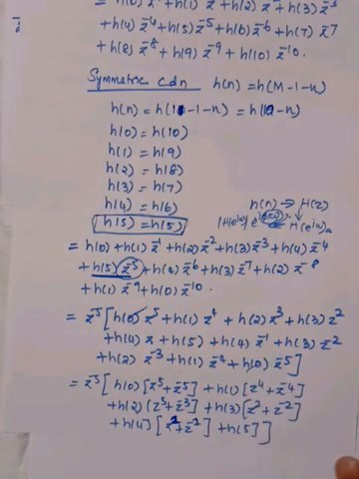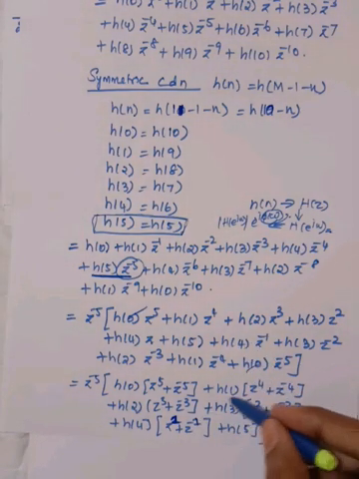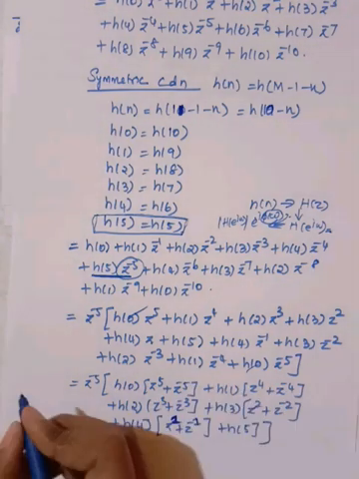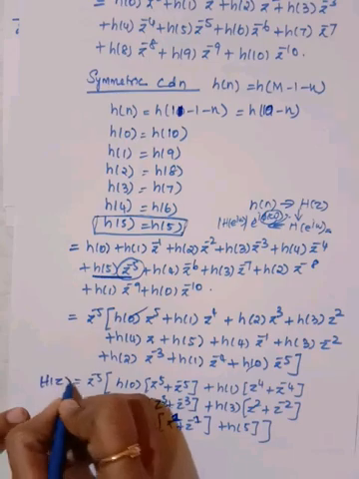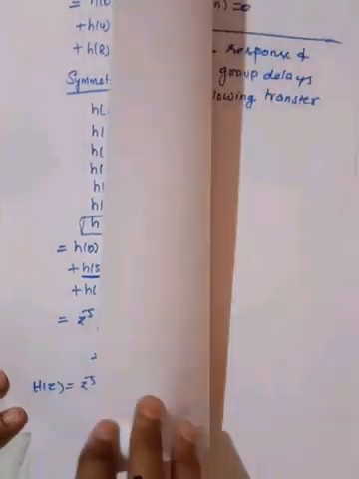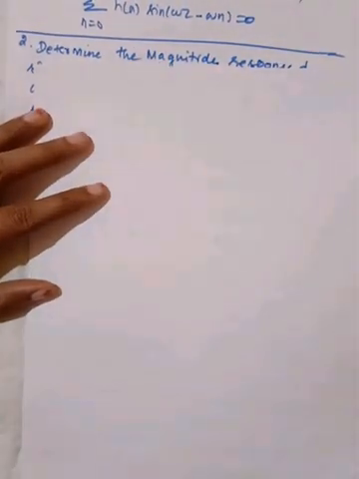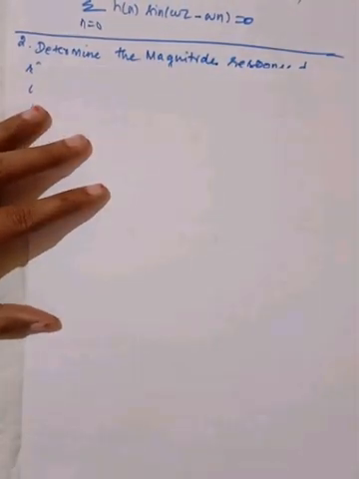Similarly, I am combining all the equivalent values and writing this equation. So this is what your H of z is now. Next, I am going to substitute z with e power j omega to get H of e power j omega, and I am going to write down this equation.